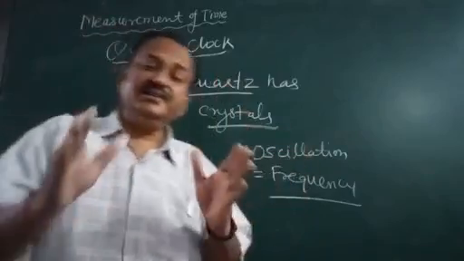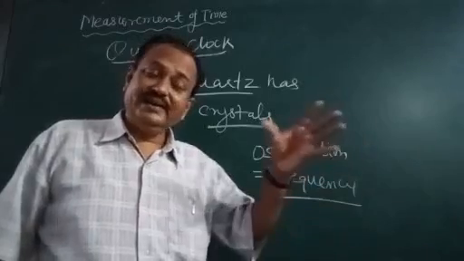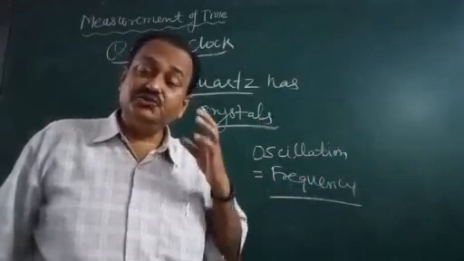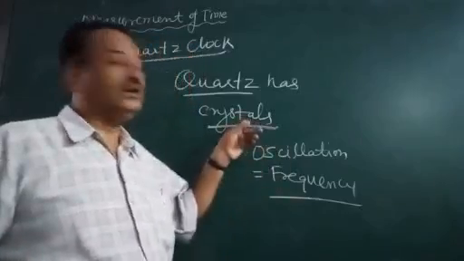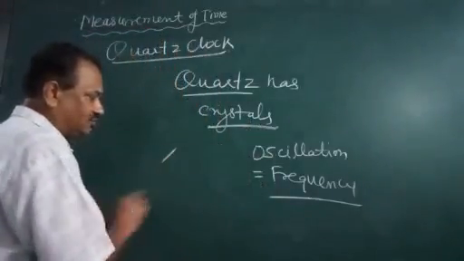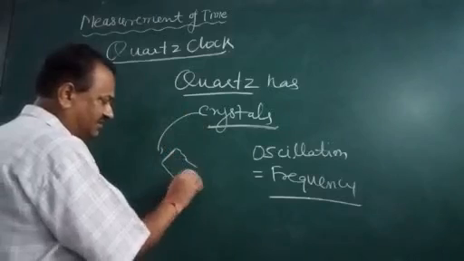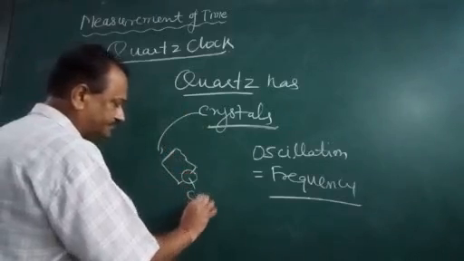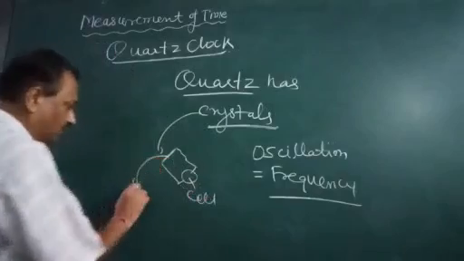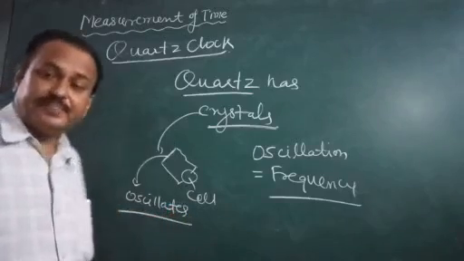So a quartz clock or any electronic equipment is based on frequency. Our DTH receives signals, mobile receives signals. How is it possible? It is possible by the frequency of the quartz crystals. Quartz crystals are supplied power. See, here there is a quartz crystal, and it is given power with a cell. So when the quartz crystal is given power, it oscillates in a particular manner.